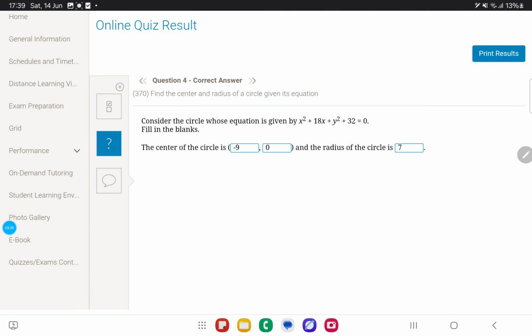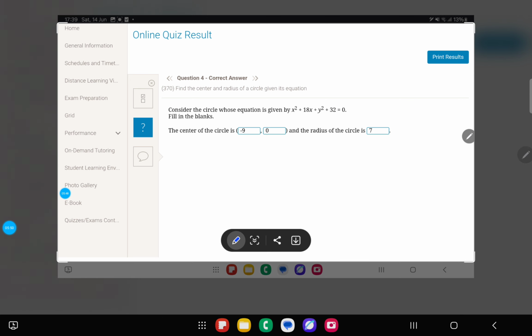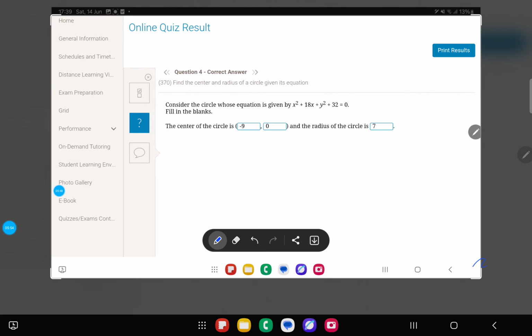Now question 4. Consider a circle whose equation is given by x squared plus 18x plus y squared plus 32 equals 0. The center of the circle is what, and the radius of the circle is what? Now they did it the other way around. They want us to find the center and radius. They gave us the equation. Since we have the equation here, we can easily solve it like this. So let's begin.